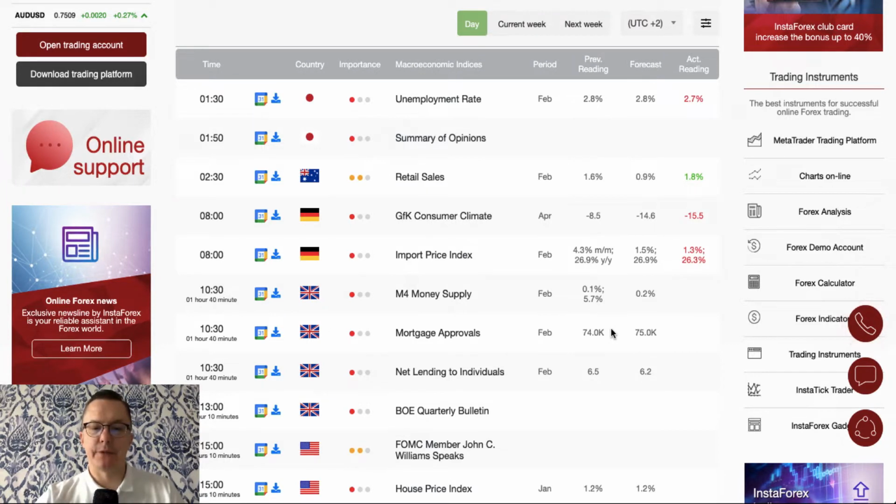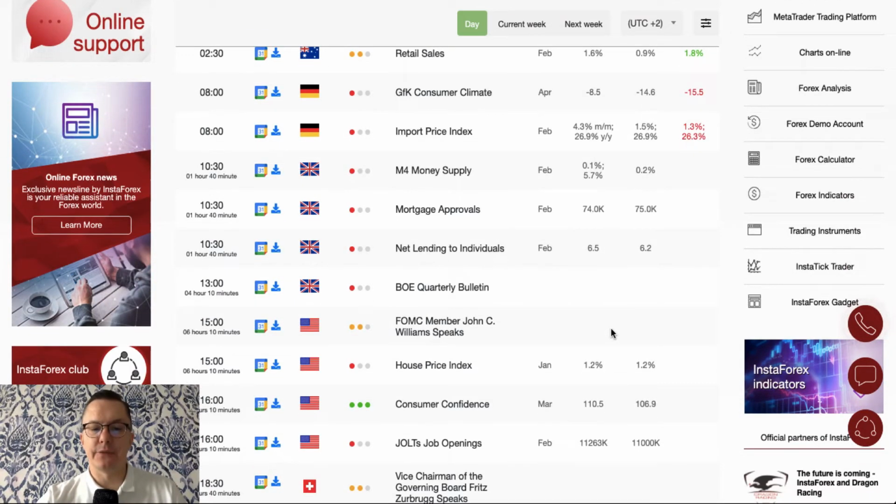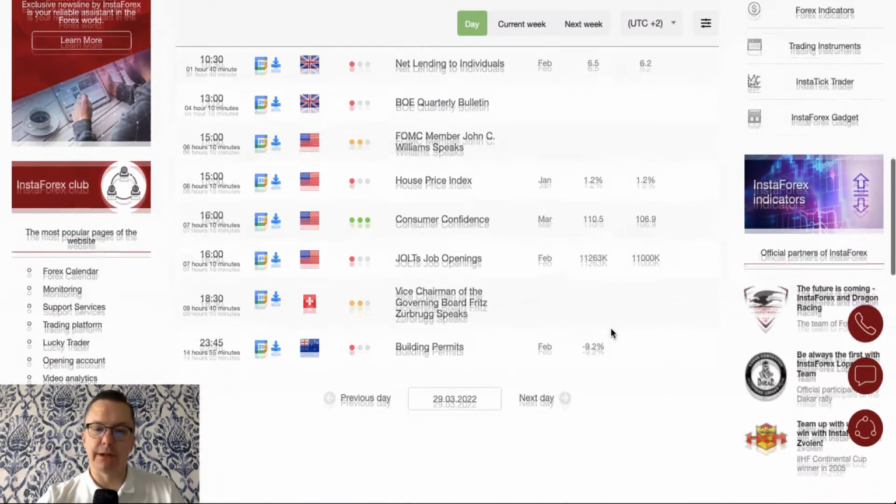We got some data from Germany: the GfK consumer climate is worse than expected, minus 15 points. Import price index drops to 1.3%. Data from the UK came mostly in the form of banking data: money supply, mortgage approvals, net lending to individuals, and the Bank of England quarterly bulletin had been published as well. Not really a market mover either.